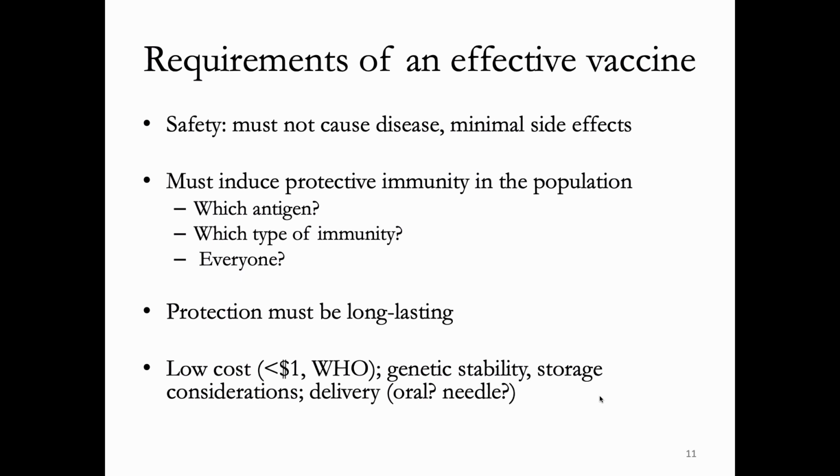You want that vaccine to be low cost. The World Health Organization really is interested in vaccines that cost less than $1 per dose. You want something that's going to be genetically stable. You don't want to be putting it in people and then having it mutate. You've got to think about the delivery issues, as I mentioned. And we also actually think a lot about storage considerations, and that is a huge deal in the vaccine world.